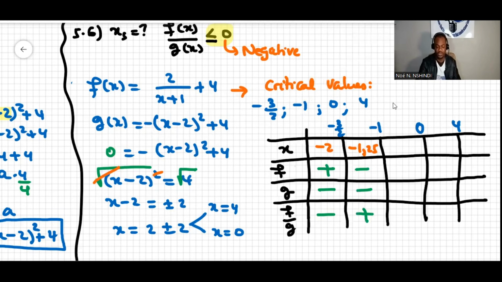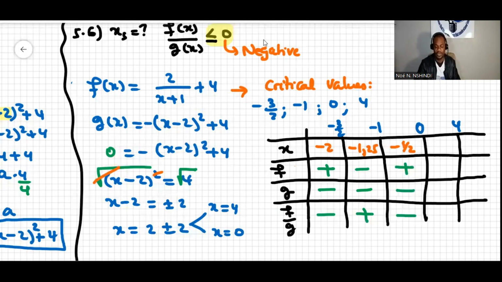Now let's select another value between -1 and 0, something like -1/2. If you sub -1/2 there, -1/2 plus 1 is +1/2, and then positive plus 4, so the answer will be positive here. And then if you sub -1/2 over here on g of x, you do the calculation, you're going to get a negative answer. And then positive over negative makes negative.